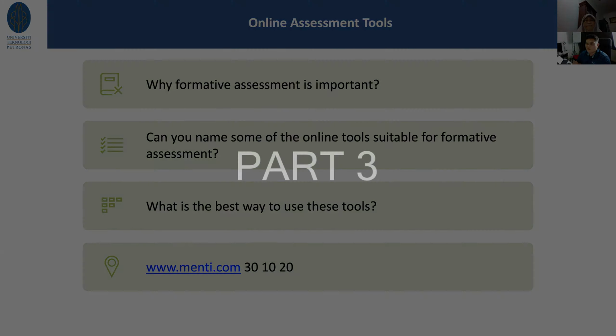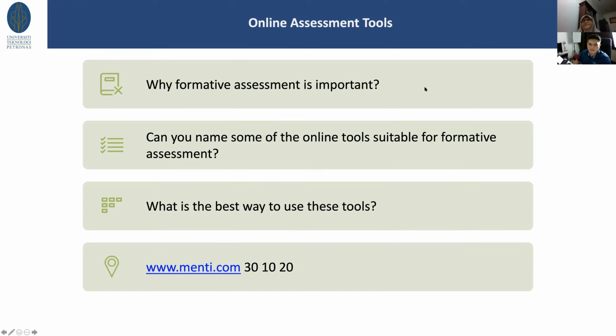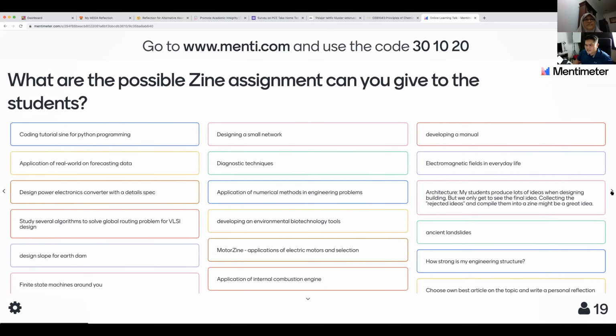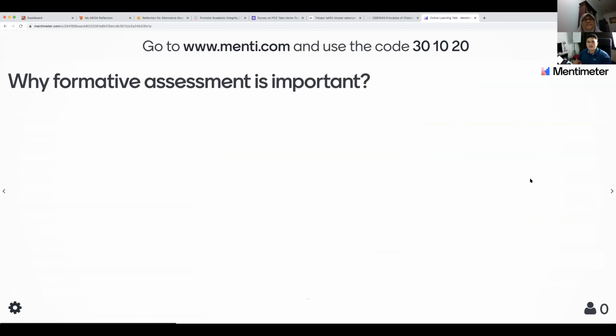Right. So before we proceed, I'm going to talk only a little bit on the formative assessment. But again, we're going to revisit Mentimeter. Actually, I really love to use Mentimeter, even during the engagement session online, because this is where we can give some kind of feedback. So first of all, I would like to ask the question, why is formative assessment important? So use the same code and respond to your comment.